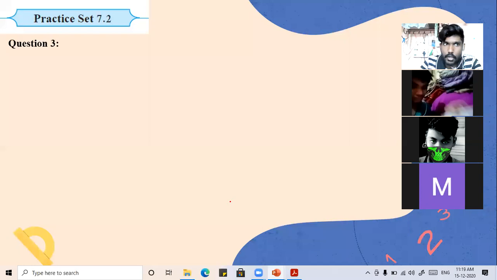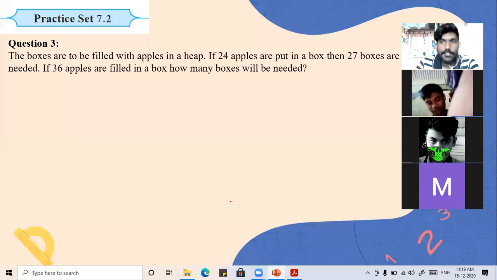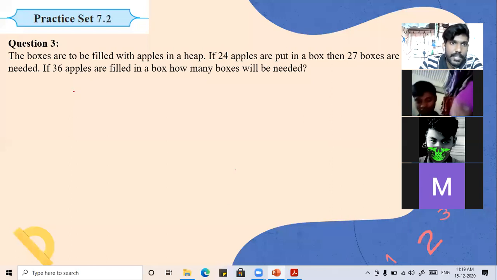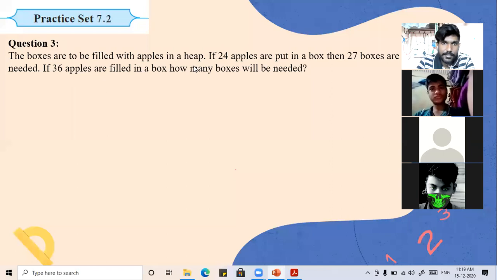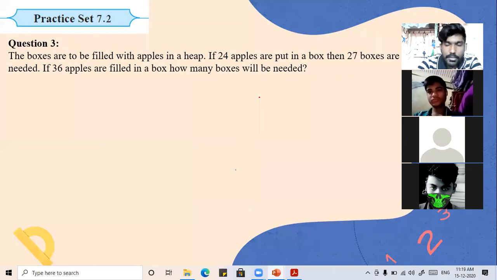This is the third sum of exercise 7.2. This is a problem sum. First, we'll understand the statement of this problem sum. The statement is: the boxes are to be filled with apples in a heap. Okay, so there are a few boxes and the boxes are to be filled with apples in a heap. Heap means one on top of the other. If 24 apples are put in a box, then 27 boxes are needed.